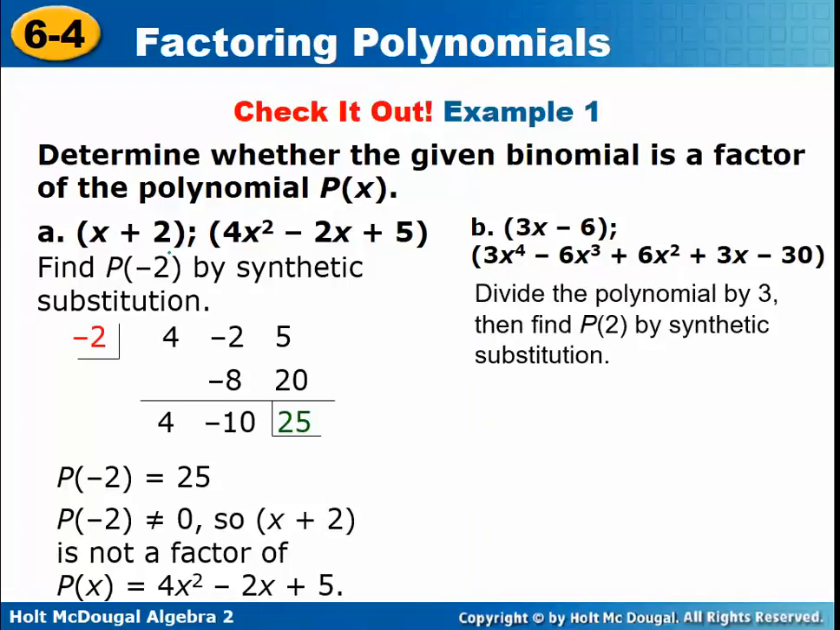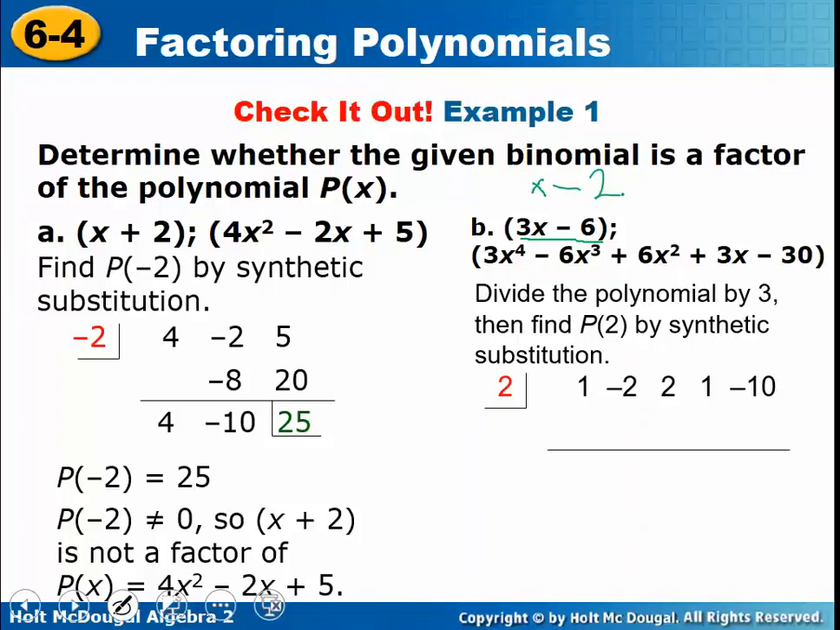For B, this is a long one. Make sure that this polynomial is in standard form and then it's not missing any terms. Looks good. So this time, look, where did they get the 2 from? We can't use a binomial that has a number in front of an x. So what you can do is factor out a 3, or divide each of these terms by 3, which leaves us with x minus 2.